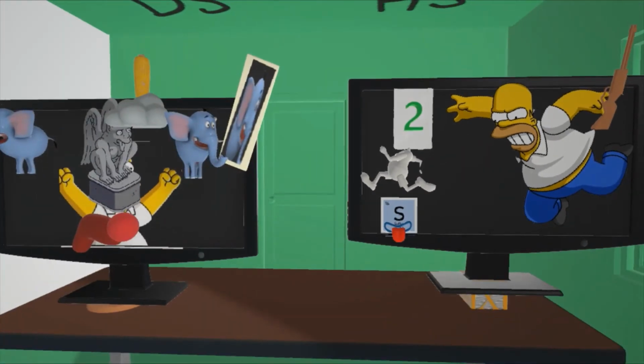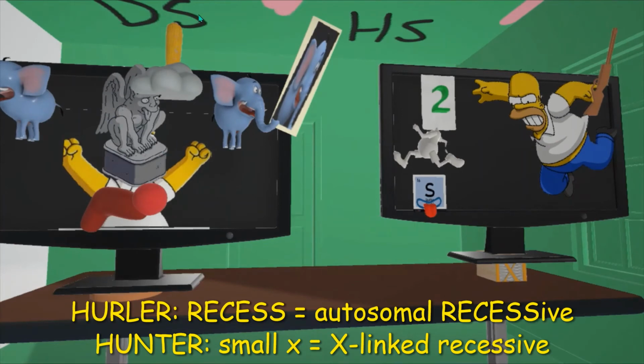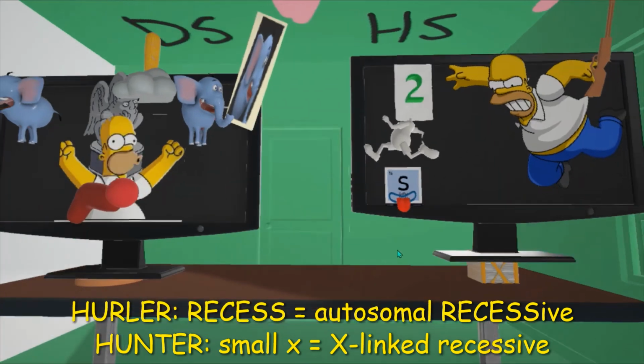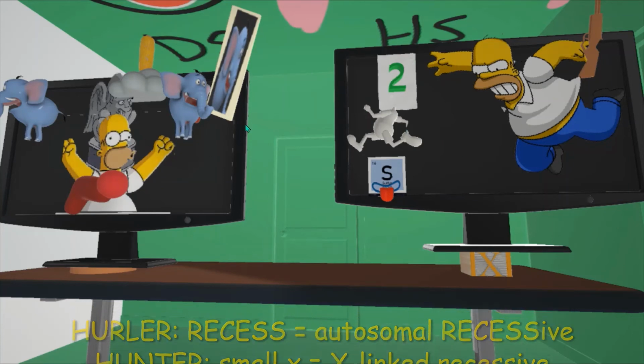One more thing we want to mention is, how are these diseases inherited? Let's take a look under the TVs. We see there's Reese's chocolate over here, under this TV. Reese's shows up in our autosomal recessive videos. Reese's for autosomal recessive. And over here we have a small X. X shows up in our X-linked recessive videos. The small X for X-linked recessive, as Hunter syndrome is inherited in X-linked recessive. Again, Hurler is autosomal recessive and Hunter is X-linked recessive.